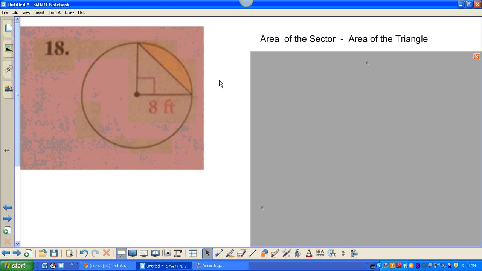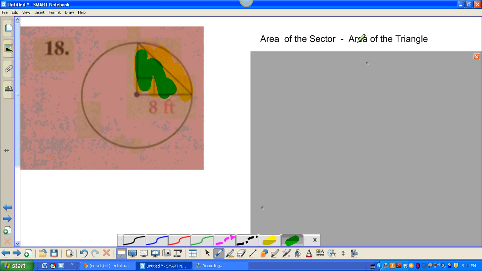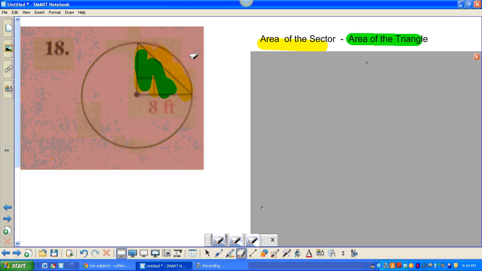On problem 18, the main strategy is that we're going to find the area of this entire sector, and then we are going to subtract off the area of the triangle from the area of the whole sector. Now, the area of the whole sector is the part that I think you understand well.